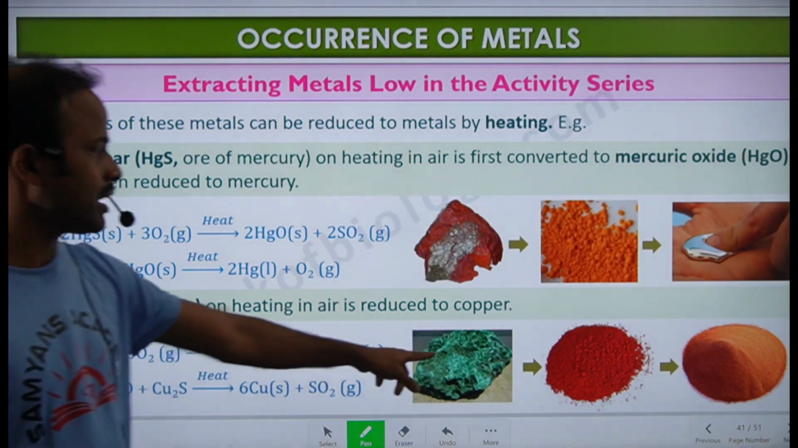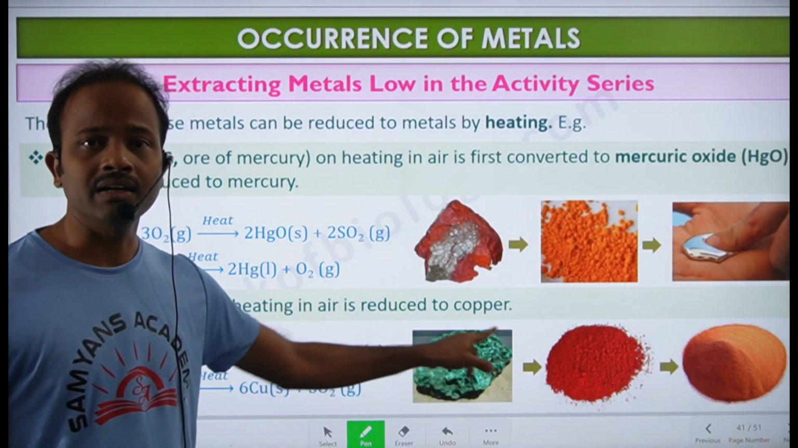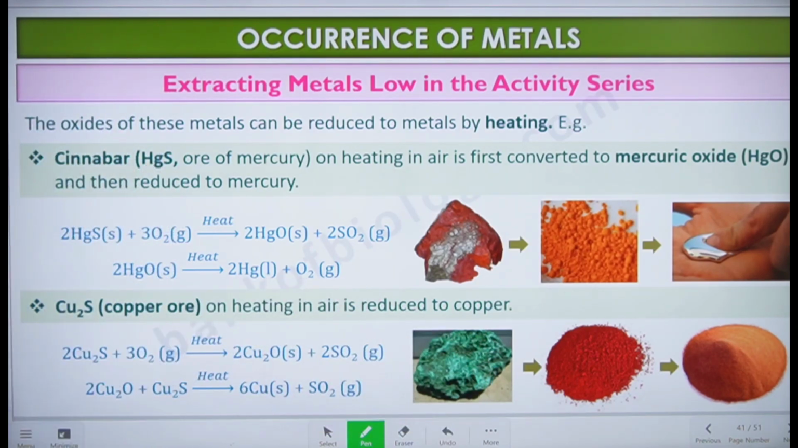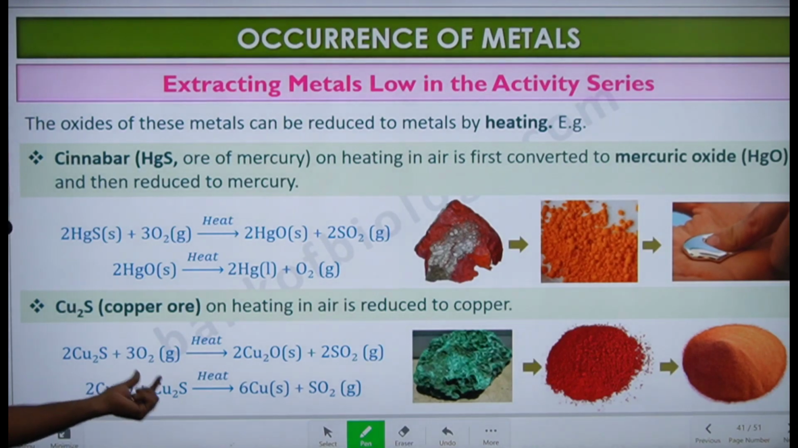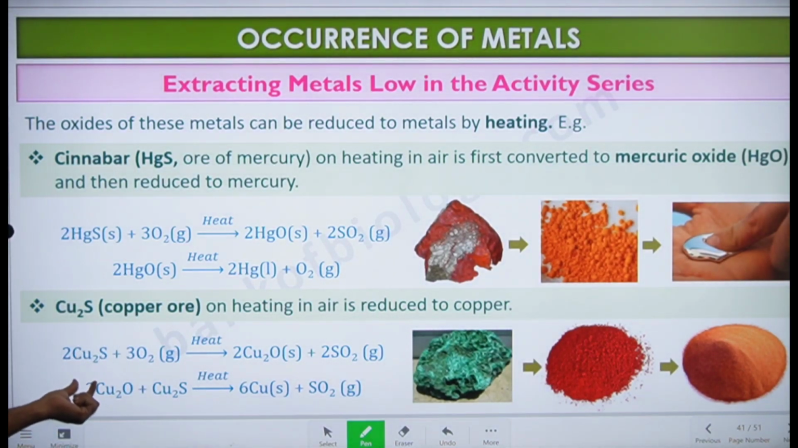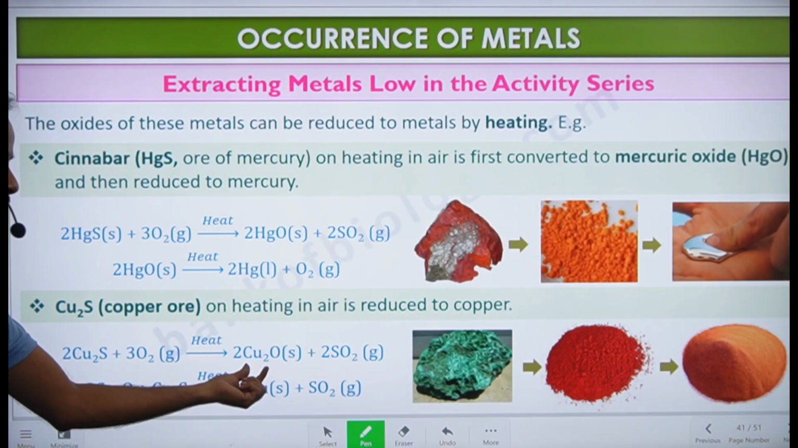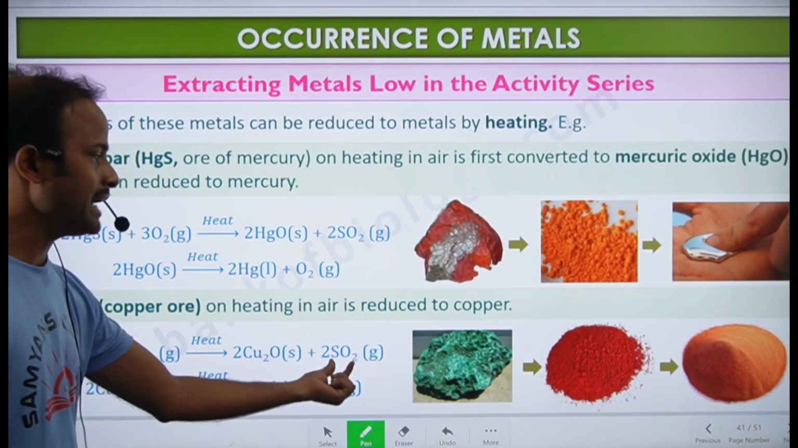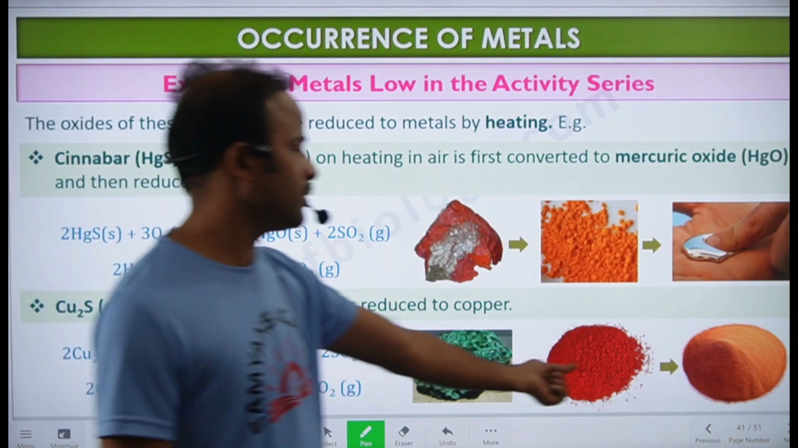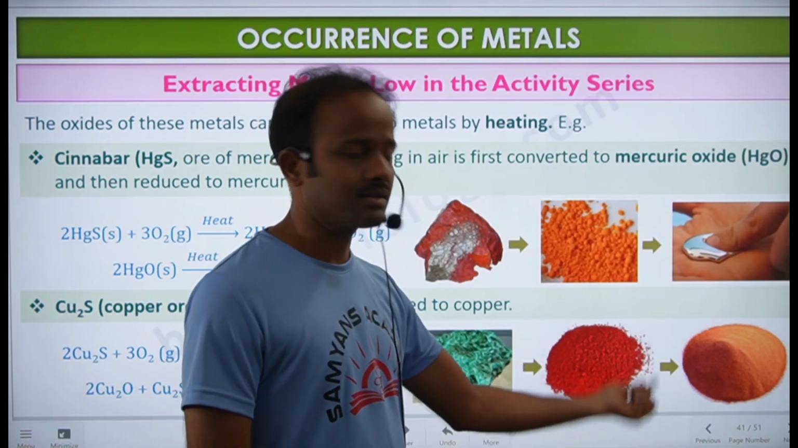Now you see this is a copper sulfide ore which is green in color. What we are doing now is heating this copper sulfide in the presence of oxygen. Now this copper sulfide is converted into copper oxide, and it liberates SO2 gas. This red colored powder we call copper oxide.